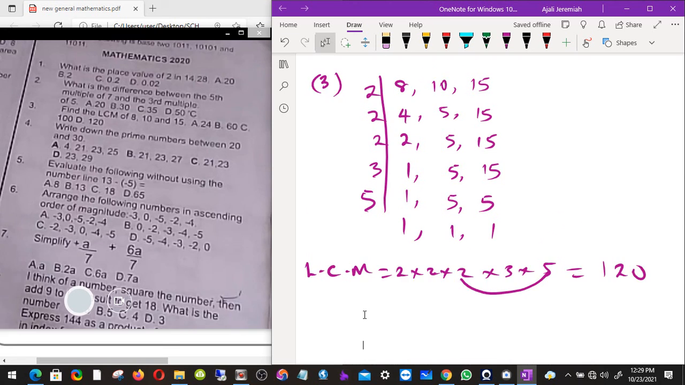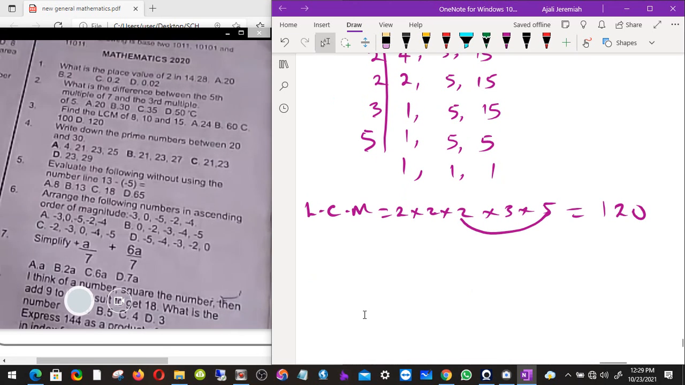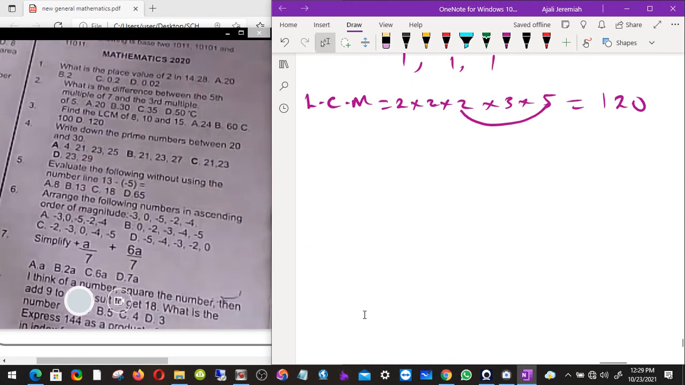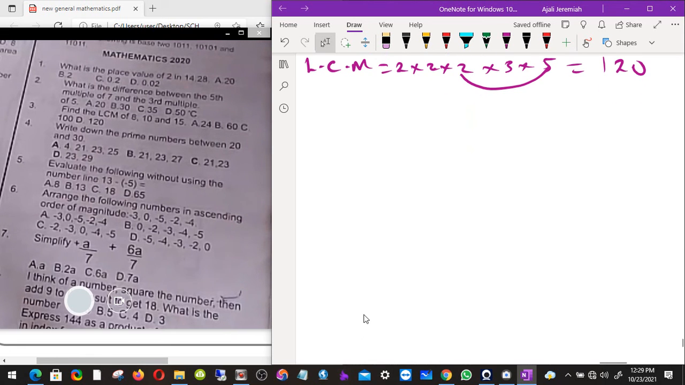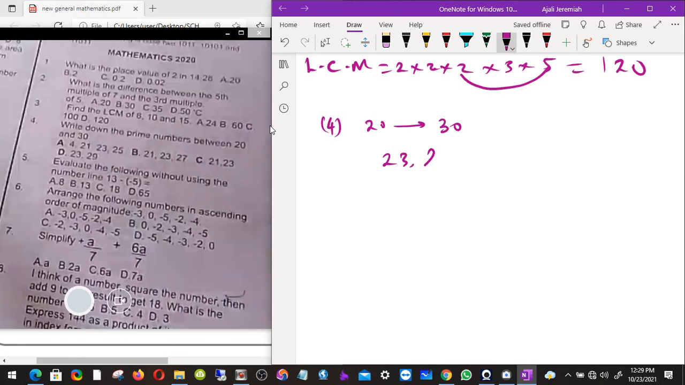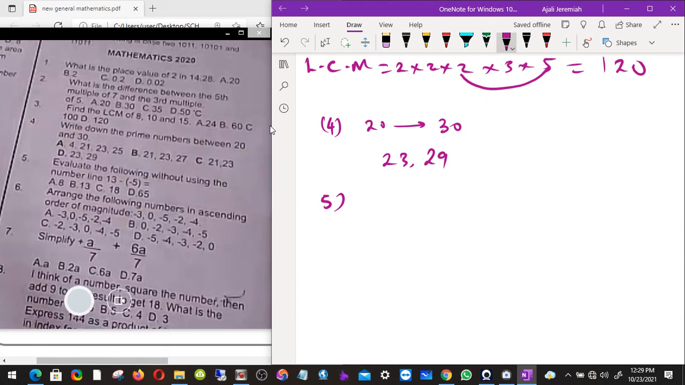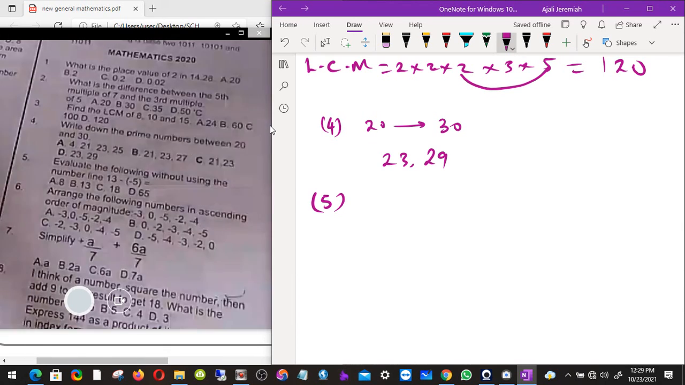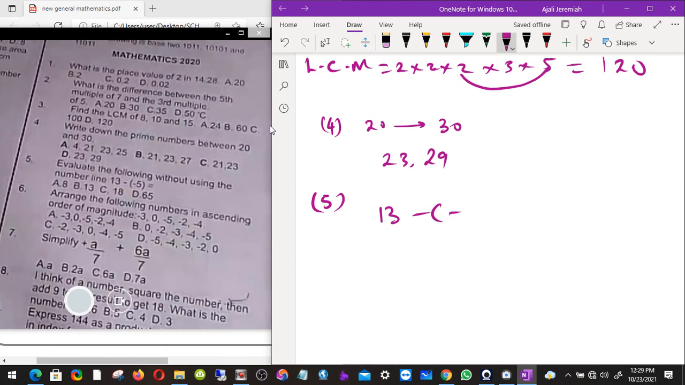Number 4, read for me. Write down the prime numbers between 20 and 30. The prime numbers between 20 and 30 are 23 and 29. Number 5. Evaluate the following without using the number line: 30 minus open bracket minus 5 close bracket minus 13. That is 13 plus 5, equal to 18.